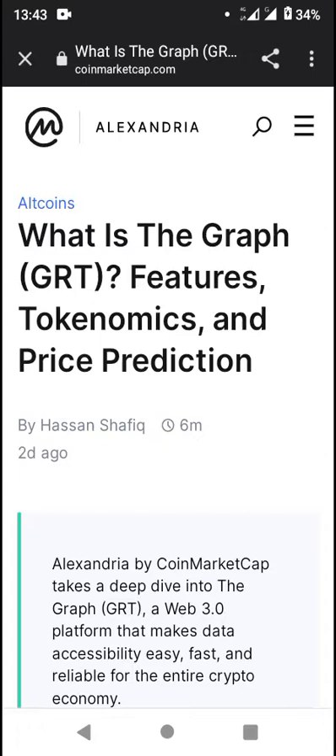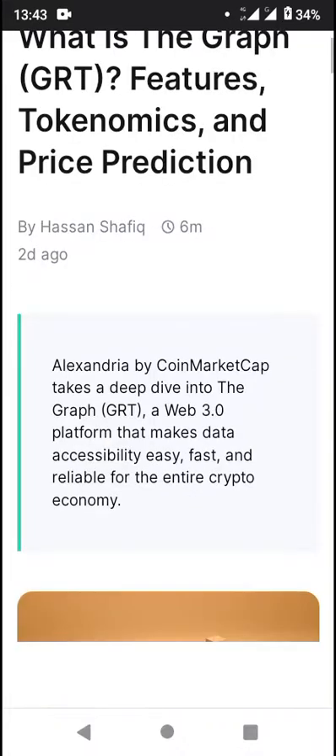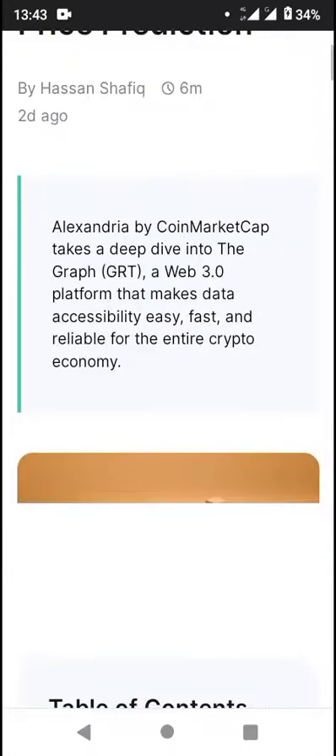So guys, we're going to be looking at the graph, GRT token, the features, tokenomics, and price prediction. This is an altcoin section on CoinMarketCap Alexandria article by Hassan Shafiq, from 2 days ago, January.